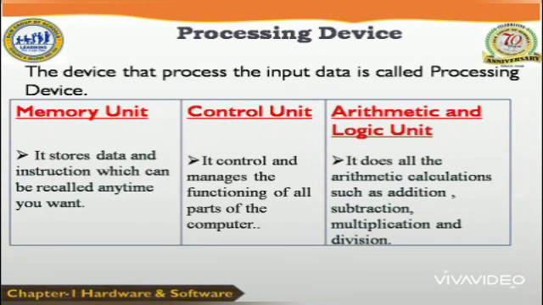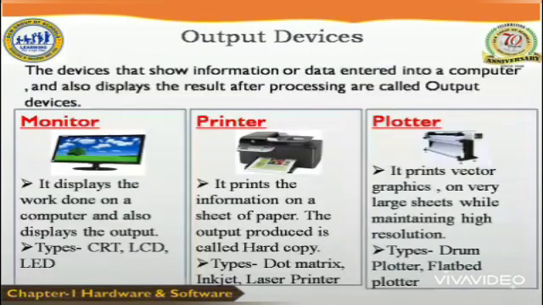Memory unit stores data and instructions which can be recalled anytime you want to. Control unit controls and manages the functioning of all the parts of the computer. And children, this is the main part of the CPU. The next is arithmetic and logical unit. It does all the arithmetical calculations like addition, subtraction, multiplication and division.